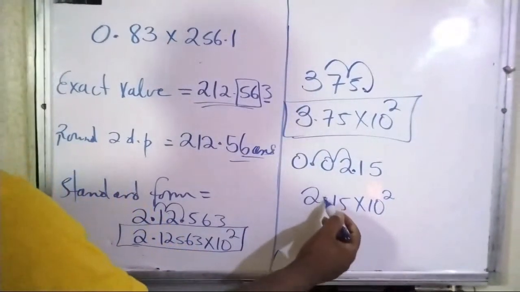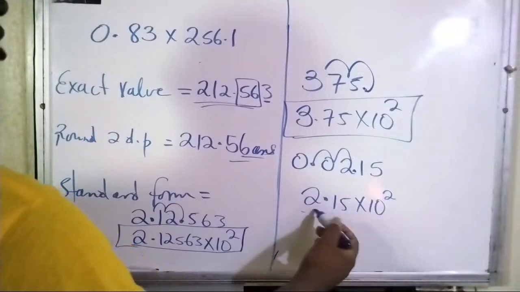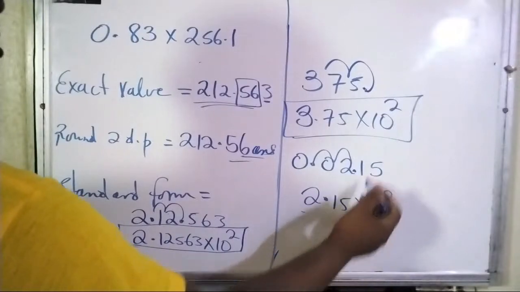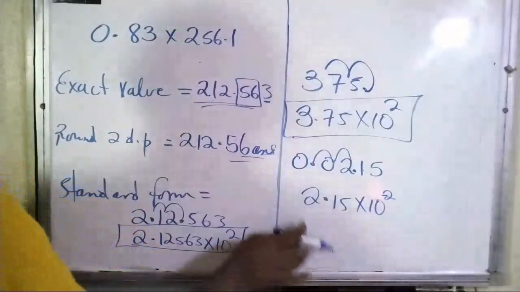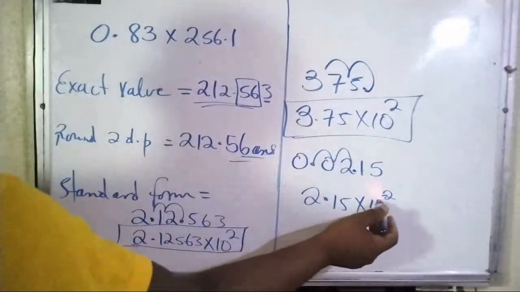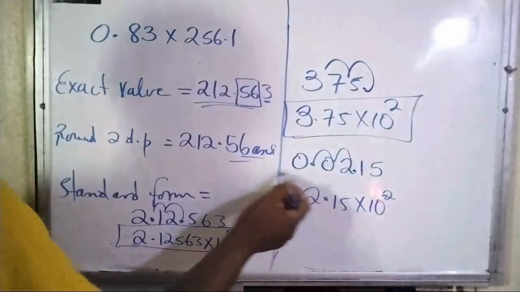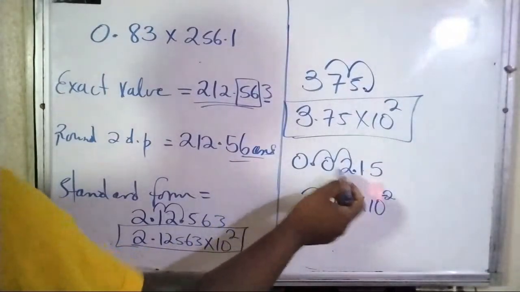But you have to check. If you multiply this by 100, you'll get 215. But this number is not 215, so you put negative. Because in the end, you should get back this. And when you multiply by a negative, then you come back 2 places. So then you'll get back the original.